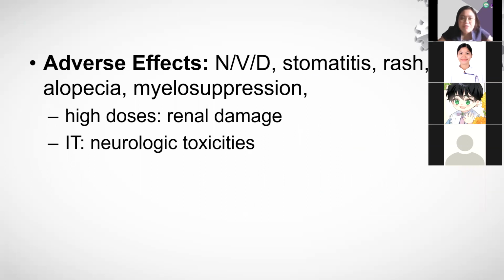None. So for adverse effects, nausea, vomiting, and diarrhea are common. Also stomatitis, rashes, and even alopecia. But of course, since it can also suppress the immune cells in the body, it can cause myelosuppression at high doses. Myelosuppression is suppression of the bone marrow that produces the red blood cells and even the white blood cells. At high doses, again, this is not a water-soluble drug, so it can damage the kidneys. To prevent that, the patient must always be hydrated, so we need to give plenty of water.